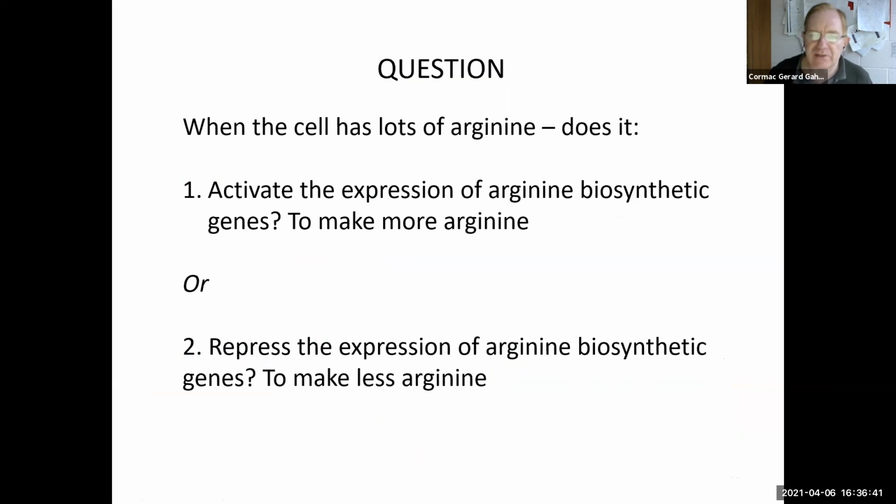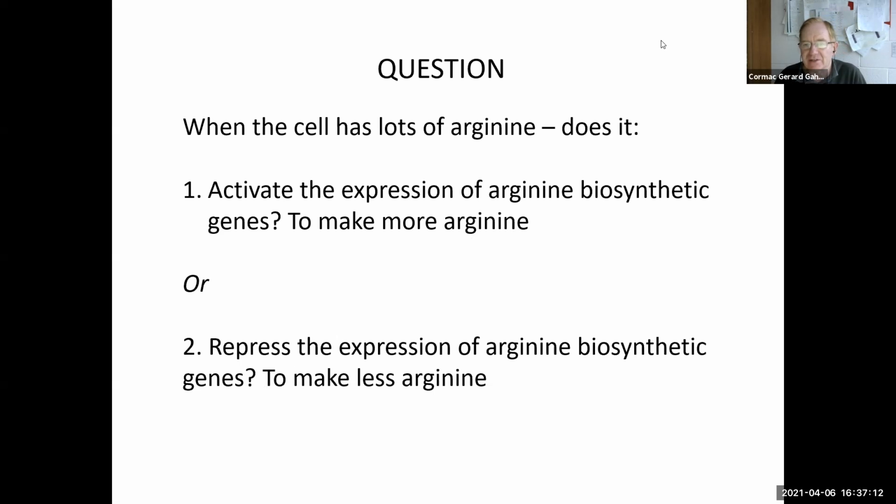Okay, so another little quiz question, checking the time. Feel free to answer this in the chat if you wish. When the cell has lots of arginine, what does it do? It's sitting in a pool of arginine. Does it activate the expression of arginine biosynthetic genes to make more arginine? Or is it going to repress the expression of arginine biosynthetic genes to make less arginine? Okay, so which do you think it is? Is it 1 or 2?